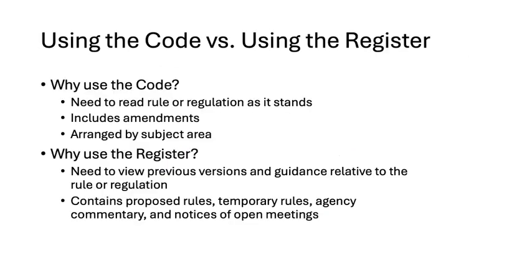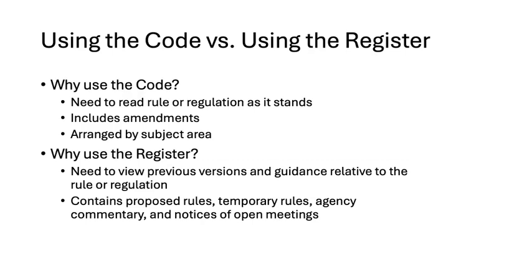Why would we use the code and why would we use the register? So we're using the code if we want to look at the regulatory code as it stands, right? We want to see the rule or regulation as it's currently in place. We want to see those amendments if there have indeed been amendments made to the code. And you'll recall that the code is arranged by subject area.